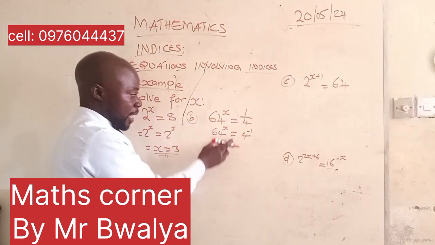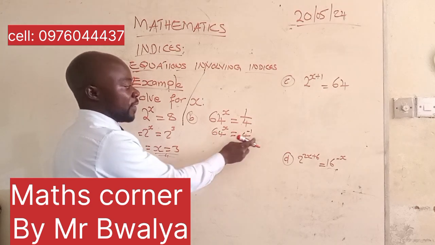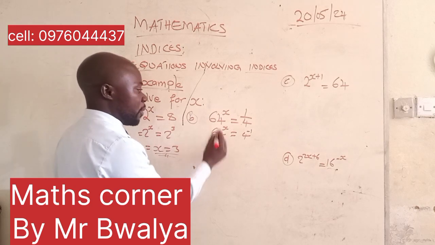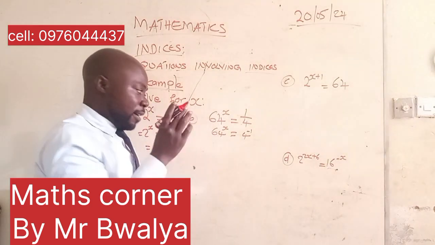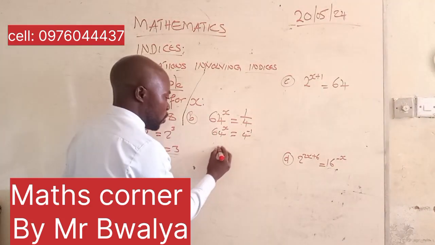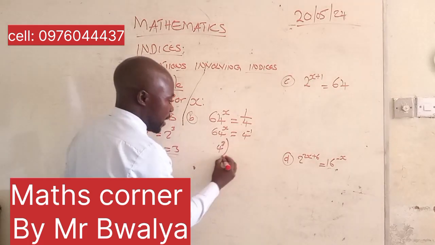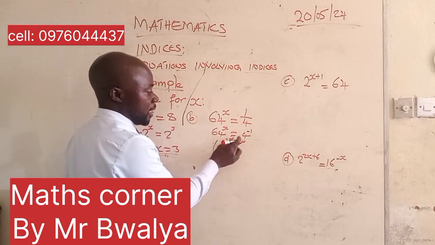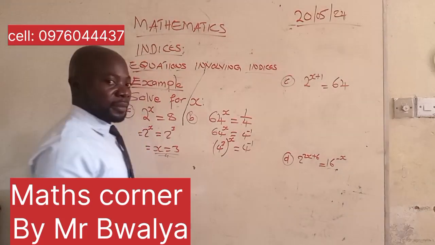Are we together? Therefore, we are going to change the base of 64 so that we have the same base, 4. Which number can we multiply by itself to give us 64? It's 4 itself, 3 times. So we say 4 to the power 3. We open the bracket and close it, to the power x, which is equal to 4 to the power negative 1.